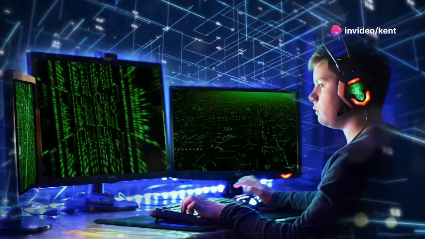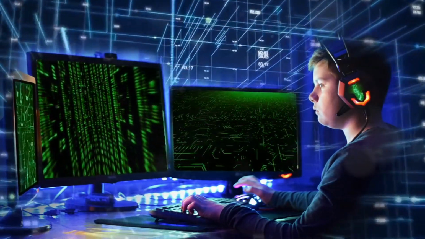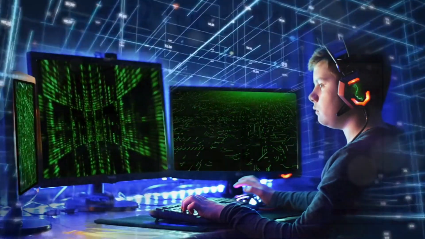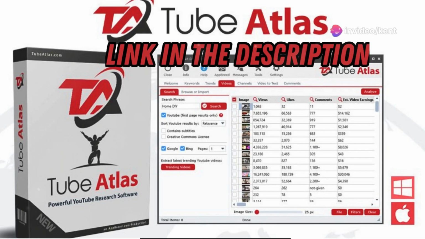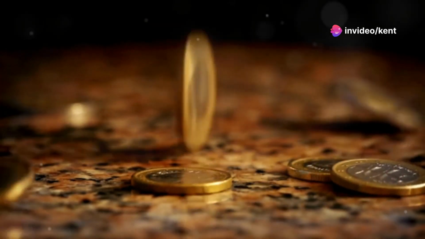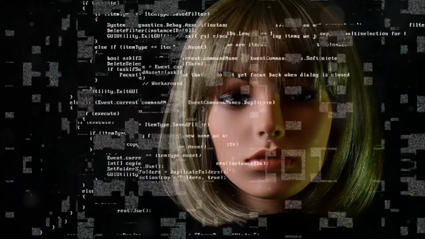So, how do you overcome these struggles and find the right keywords for your Clickbank product? The answer lies in using the right tools and strategies for keyword research. One tool I highly recommend is TubeAtlas. It's not free, but it's affordable and easy to use, and it gives you a wealth of information about keywords and so much more.